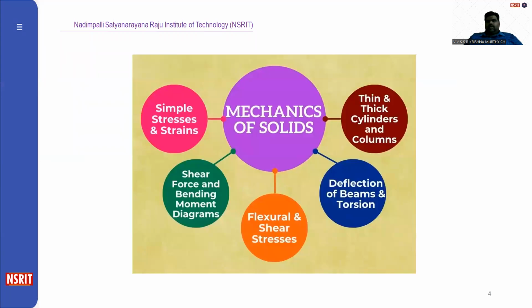So these are your 5 units, and the first unit is simple stresses and strains, and the second unit is shear force and bending moment, and your third unit is flexural and shear stresses. Fourth unit is deflection of beams and torsion, and the last unit is thin cylinders, thick cylinders and columns.